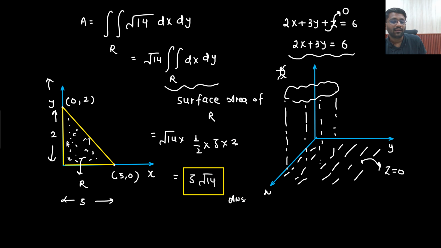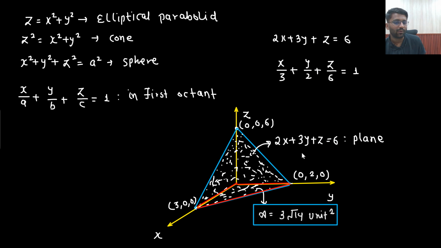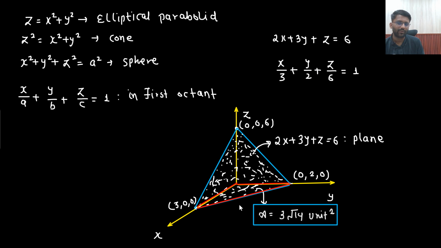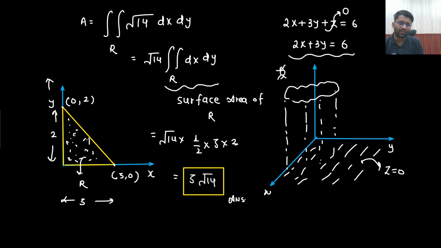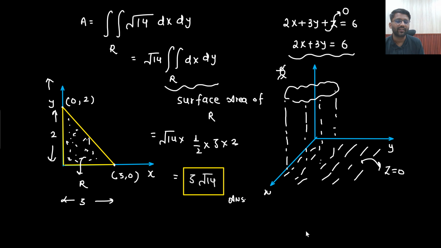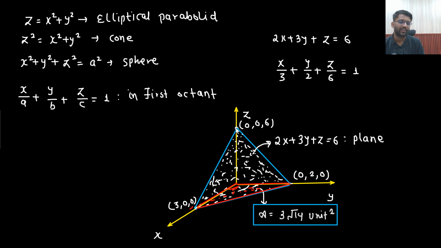Even if we don't know how to draw this plane, we will be able to solve it. If we know how to draw this plane, we will be able to solve it very easily. What I would do is simply calculate this under root 14 factor, then dx dy. That means they are simply talking about this surface area. So what will be this surface area? Half into base, which is 2, height is 3. So the area is 3. The answer will be 3 into under root 14. So this will be the complete surface area that you will be getting.